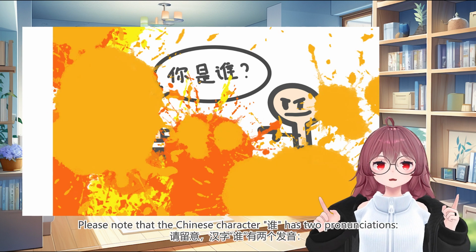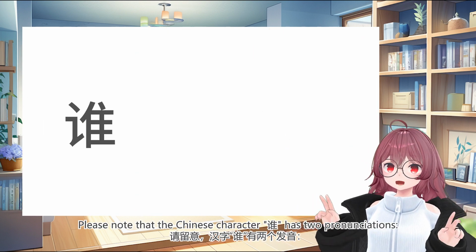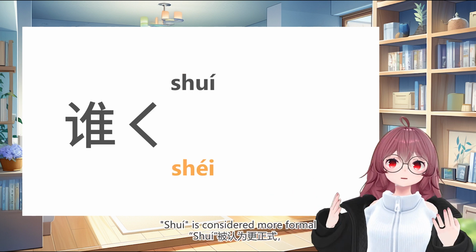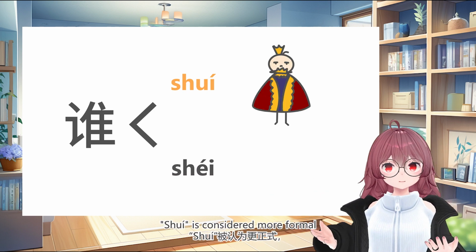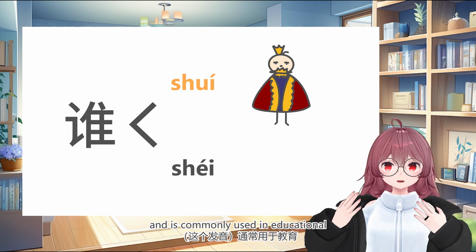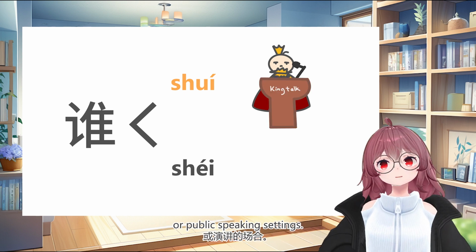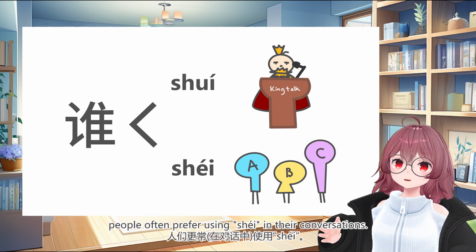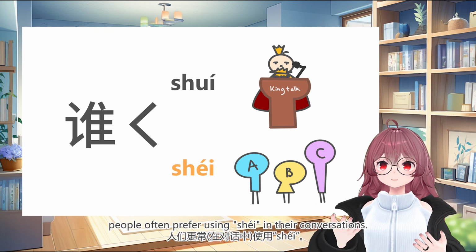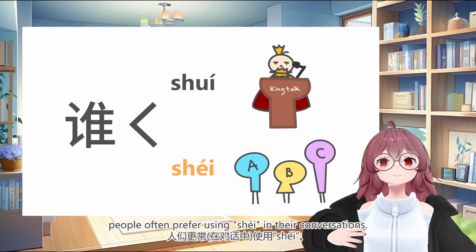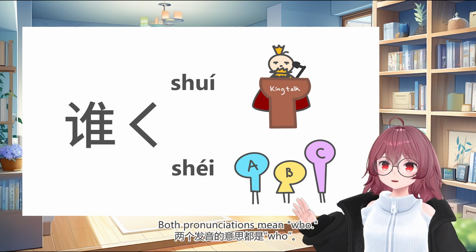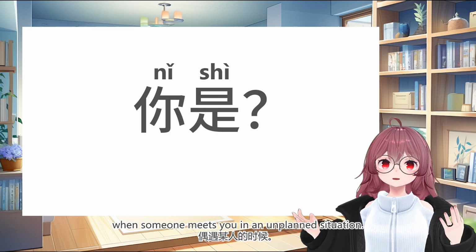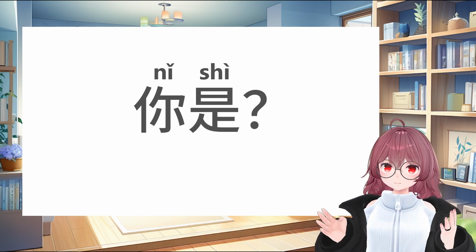Please note that the Chinese character 谁 has two pronunciations, shéi and shuí. Shuí is considered more formal and is commonly used in educational or public speaking settings. On the other hand, in daily life, people often prefer using shéi in their conversations. Both pronunciations mean who. 你是 is more suitable when someone meets you in an unplanned situation.